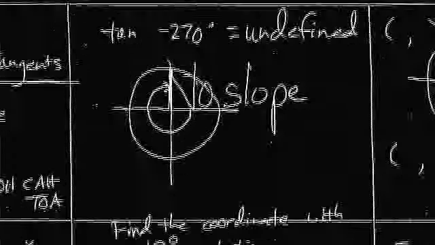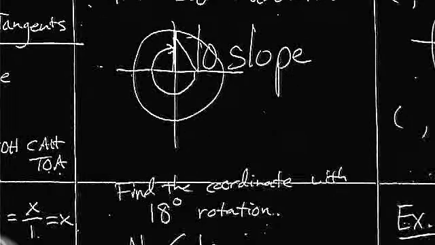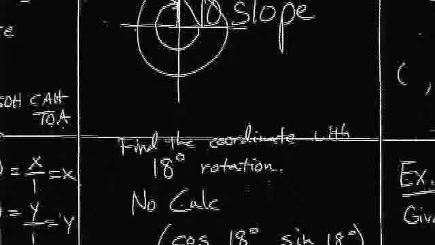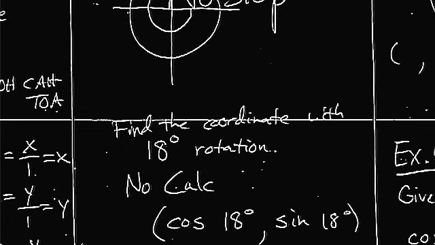Okay? Well, let's say I say find the coordinate with 18-degree rotation. That's kind of a weird number, 18 degrees. Well, here's your no-calc answer: cosine 18, sine 18. That is your no-calculator answer. Pretty easy.